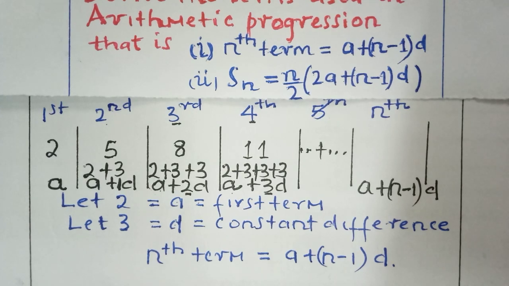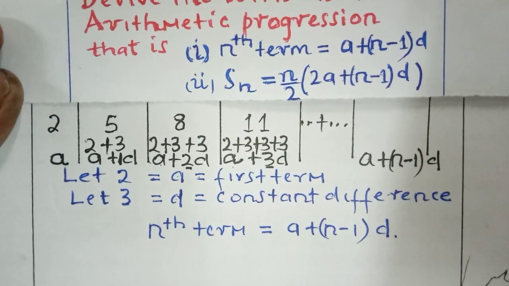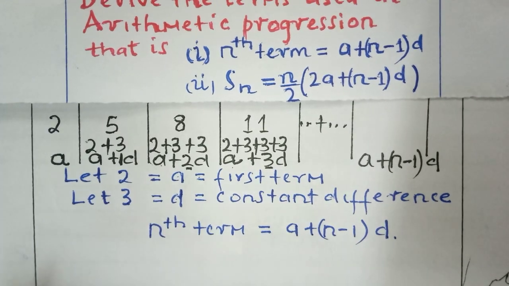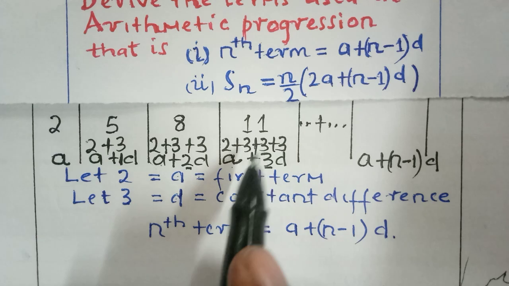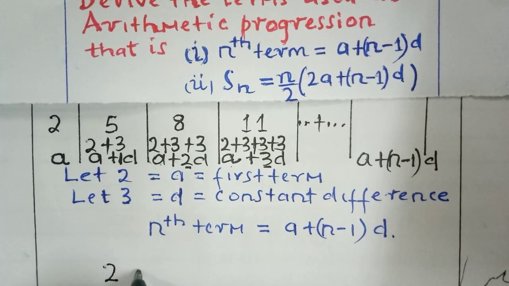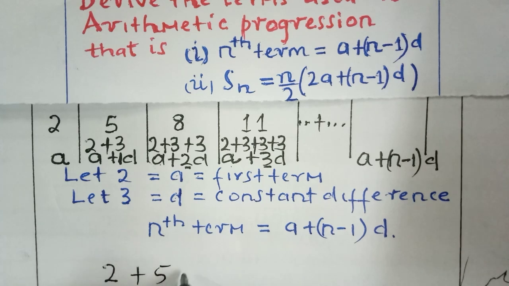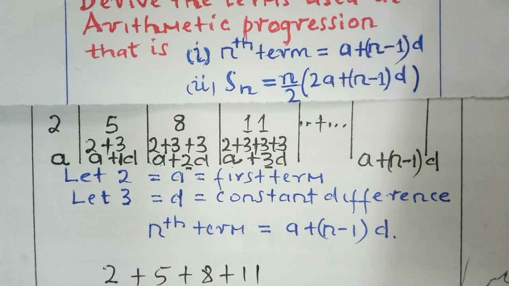Guys, let's continue now. We continue with these numbers, guys, and see what happens down here. I can come and write, we want now to find the sum of these numbers. The sum will be 2 plus 5, plus 8, plus 11, like that.